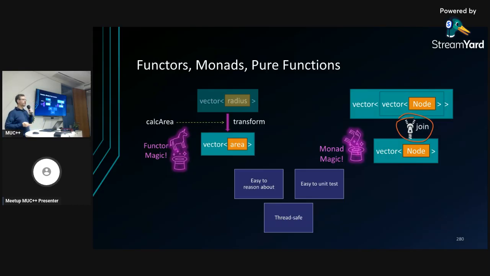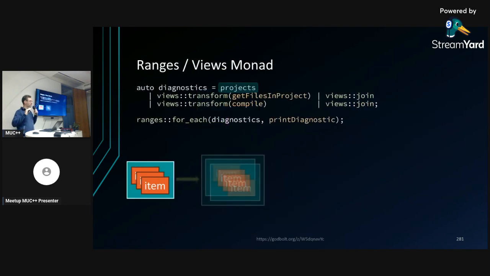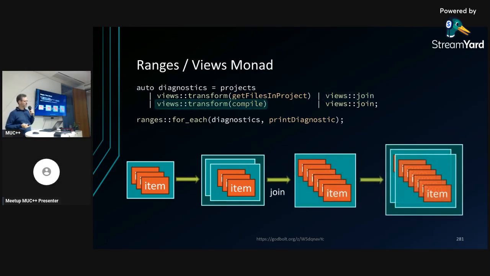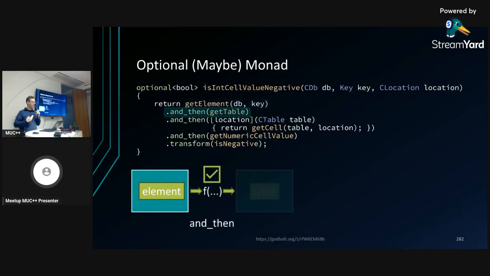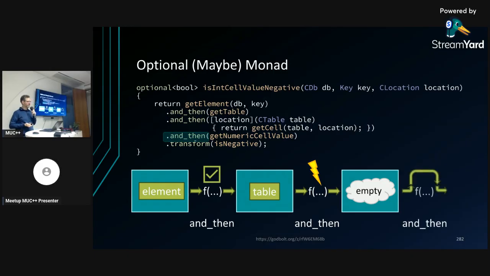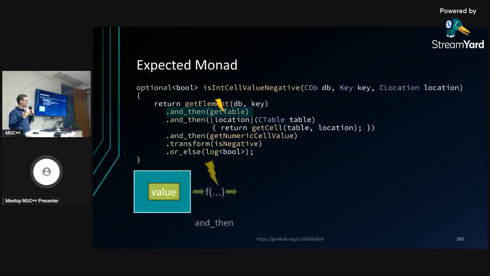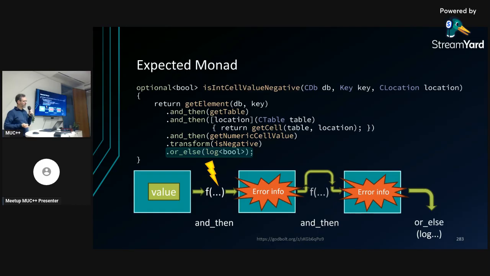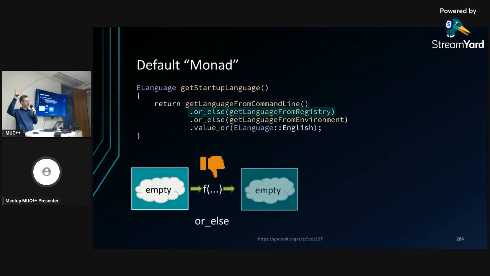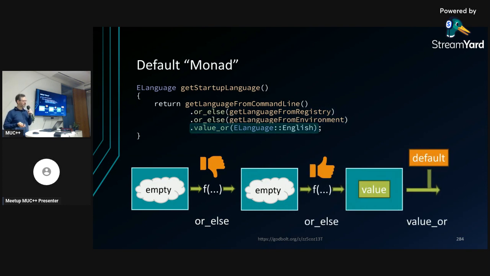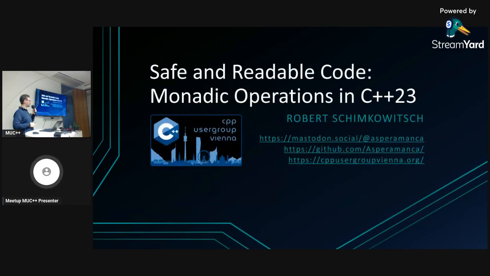And that are the monadic operations of the standard library. The ranges view monad if you have a pipeline where each input creates n outputs. The optional's and_then monad if you build a pipeline where any of the functions might fail to provide a useful result. Alternatively, std::expected if you want to provide useful error information in case of failure. And optional's or_else monad if you just want to grab the first usable result from a series of functions. These will help you write safe and readable code, the monadic operations of C++23.